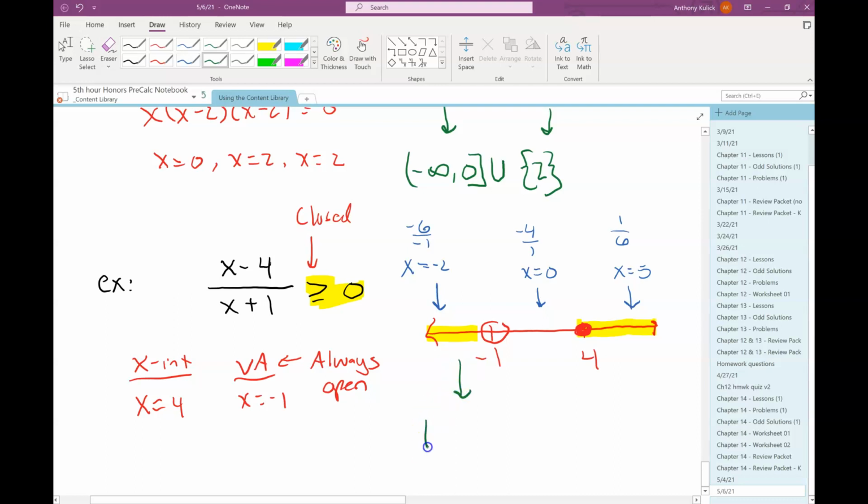So this section is -infinity to -1, and because it's an open circle, it's a parenthesis. This section is 4 to +infinity, and because it's a filled-in circle, it gets a bracket.